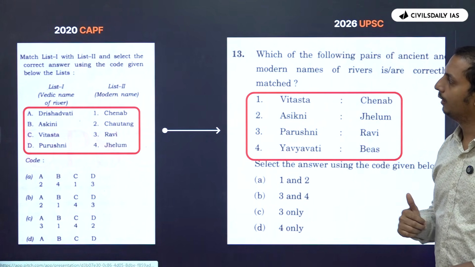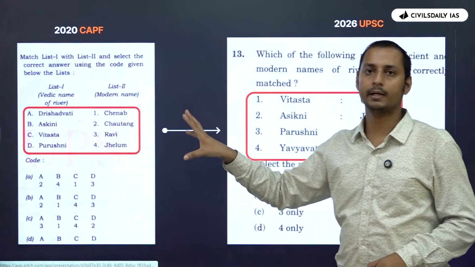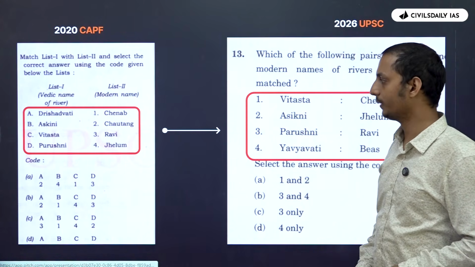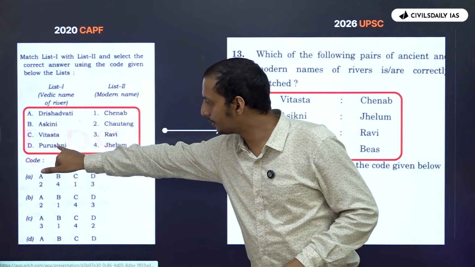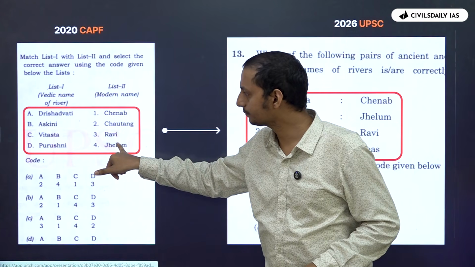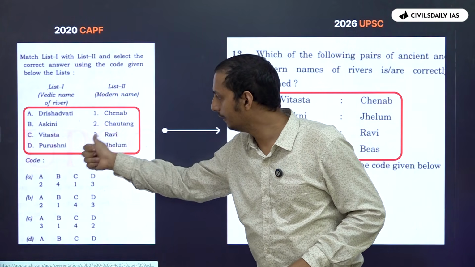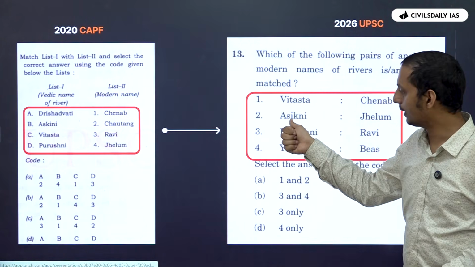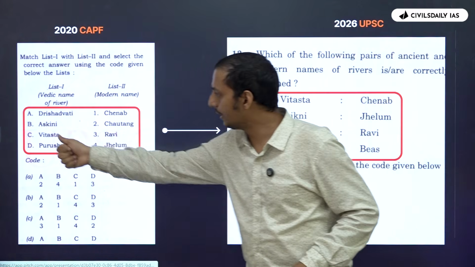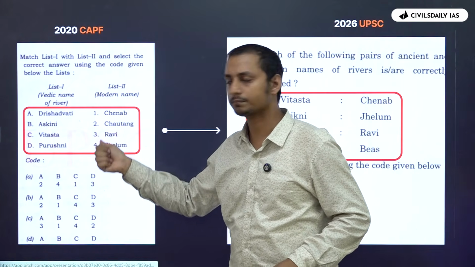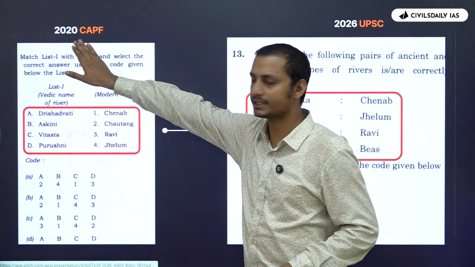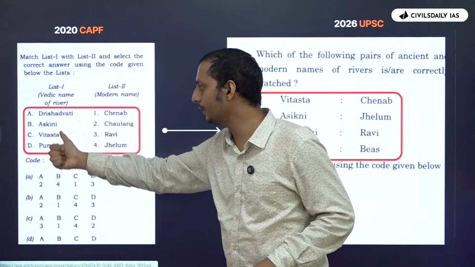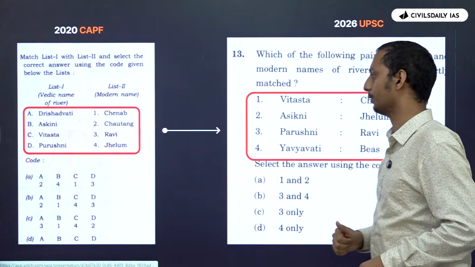Okay. Now the same question has been provided in 2020 CAPF as well. You can see here that they have provided Parishni, Ravi, and Asikini. The same Askini has also been provided here. So from the 2020 CAPF Assistant Commandant Exam, Parishni and Askini, you will get the answer to the same.